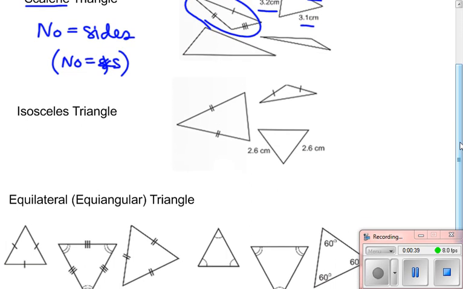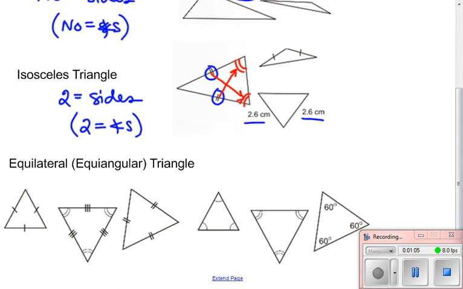Isosceles triangles have two equal sides, and we're going to find out that they have two equal angles, and that is a key feature as we move forward. So again, you're either going to be given the specific numbers or you're going to be given these hash marks. What's cool is that opposite those equal sides are always the angles that are equal.